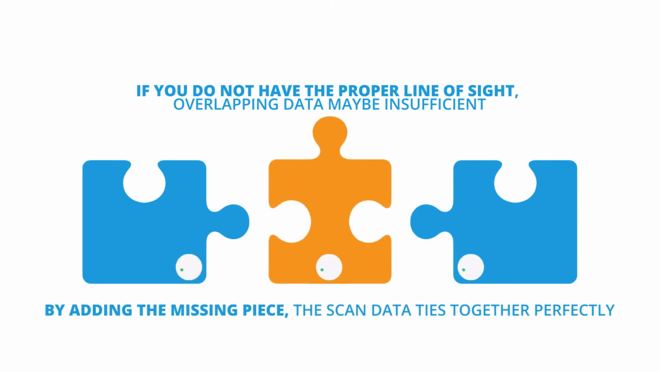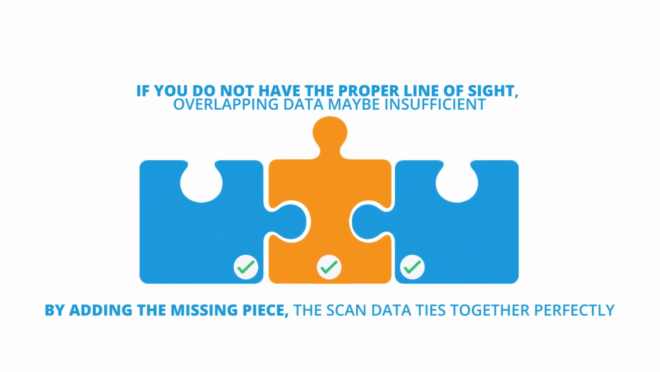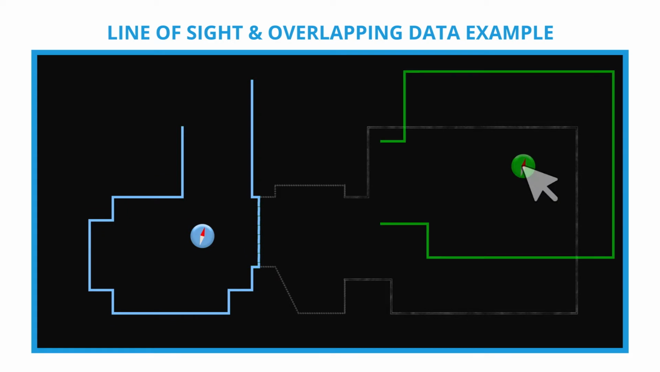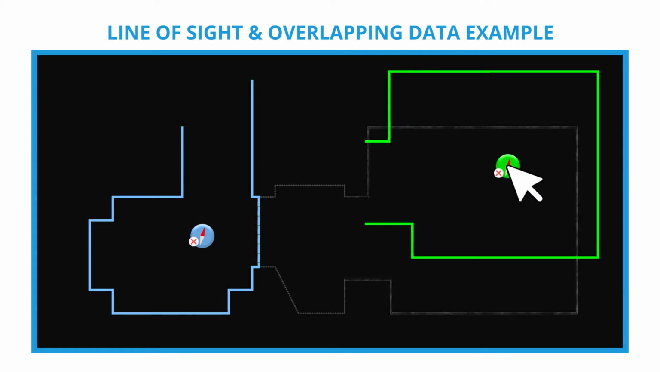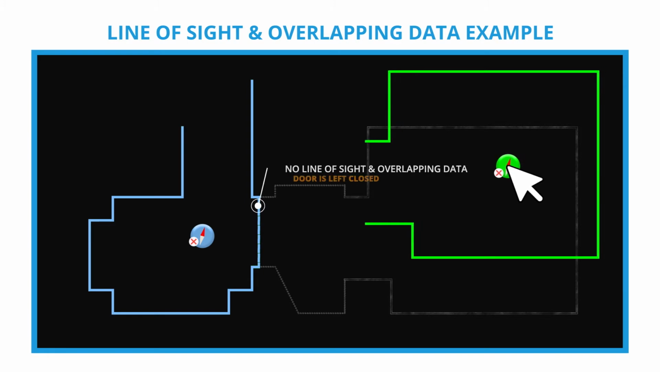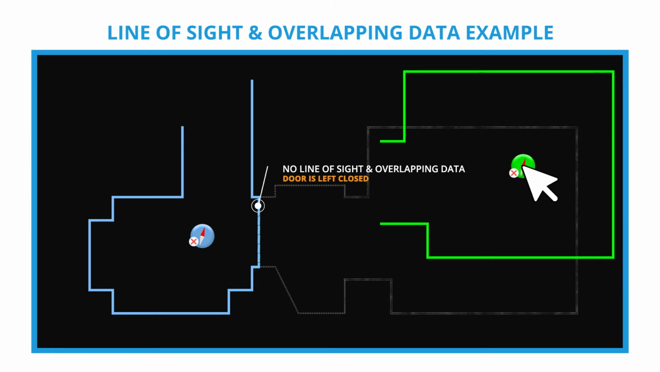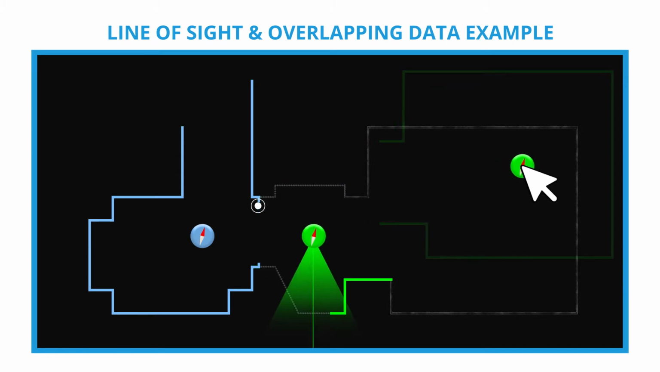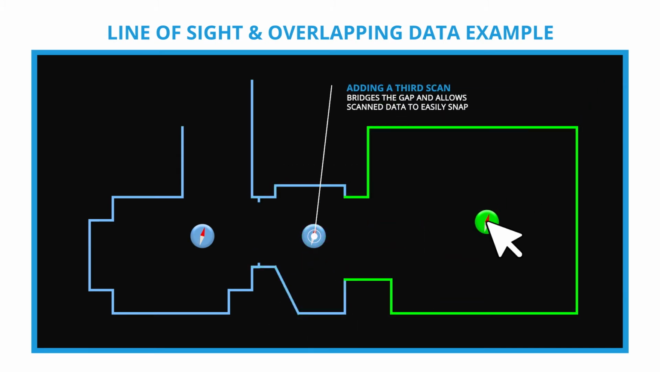When you add the missing piece, everything makes sense, and accuracy is greatly improved. As you can see in the video on screen, a classic example of no line of sight is when a door is left closed. In this example, we can estimate where the data is placed, but nothing can be confirmed as there's no way to overlap the data. When we introduce a third scan, bridging the void in data, the scan data can be easily aligned.